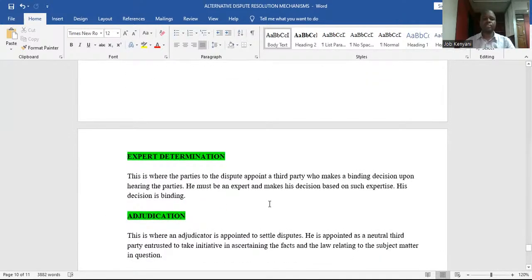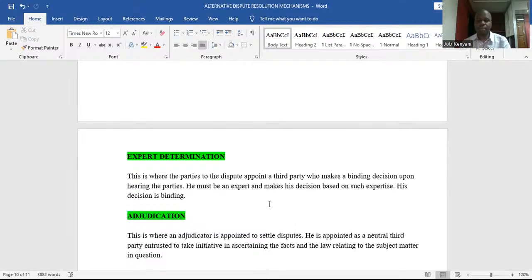But then we have expert determination. This is where the parties to the dispute appoint a third party who makes a binding decision upon hearing the parties. He must be an expert and makes his decision based on such expertise. His decision will be binding. So it is where you seek expert advice, whereby you know a particular person can resolve such a matter. He has the knowledge of how you can go about getting a solution.